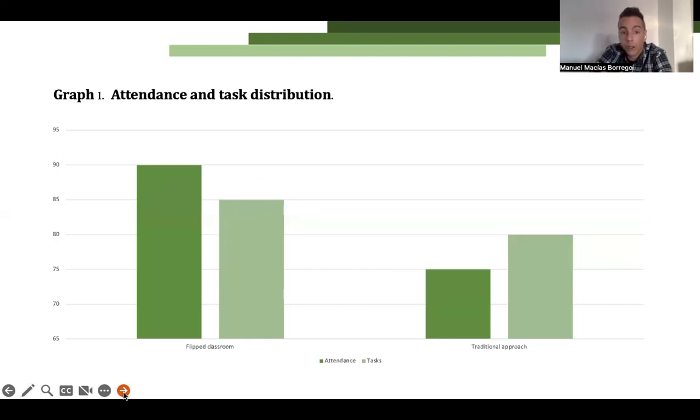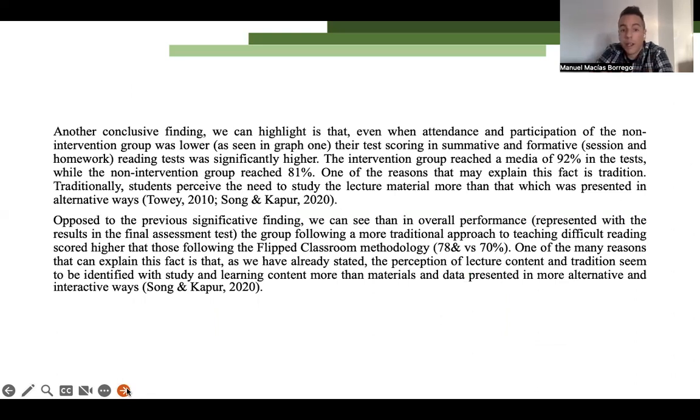This can actually be seen in the following graph, where we can see the 90% as opposed to the 75%. Another conclusive finding we can highlight is that even when attendance and participation of the non-intervention group was lower, their test scoring in summative and formative sessions and homework reading tests was significantly higher. The intervention group reached a median of 92% in the tests, while the non-intervention group reached 81%.